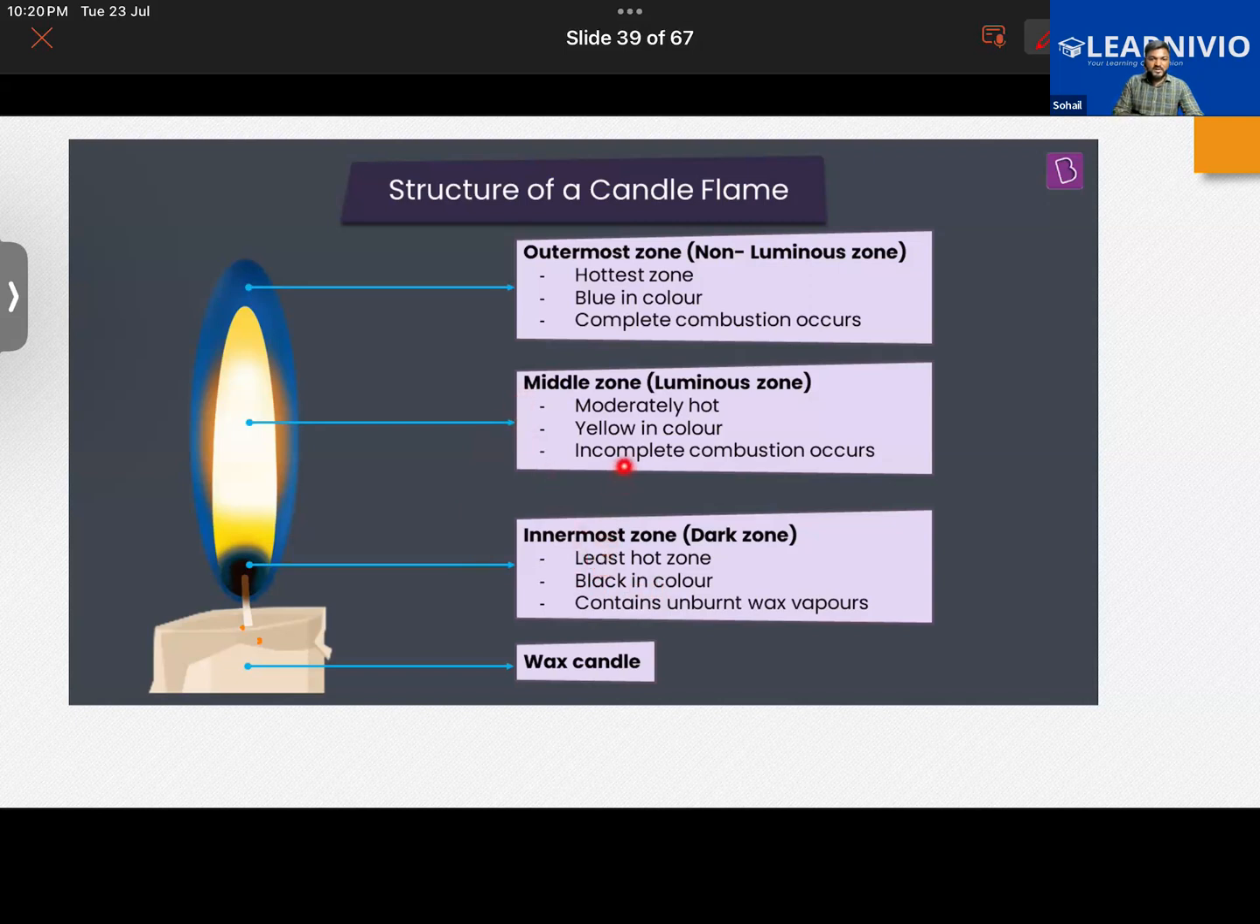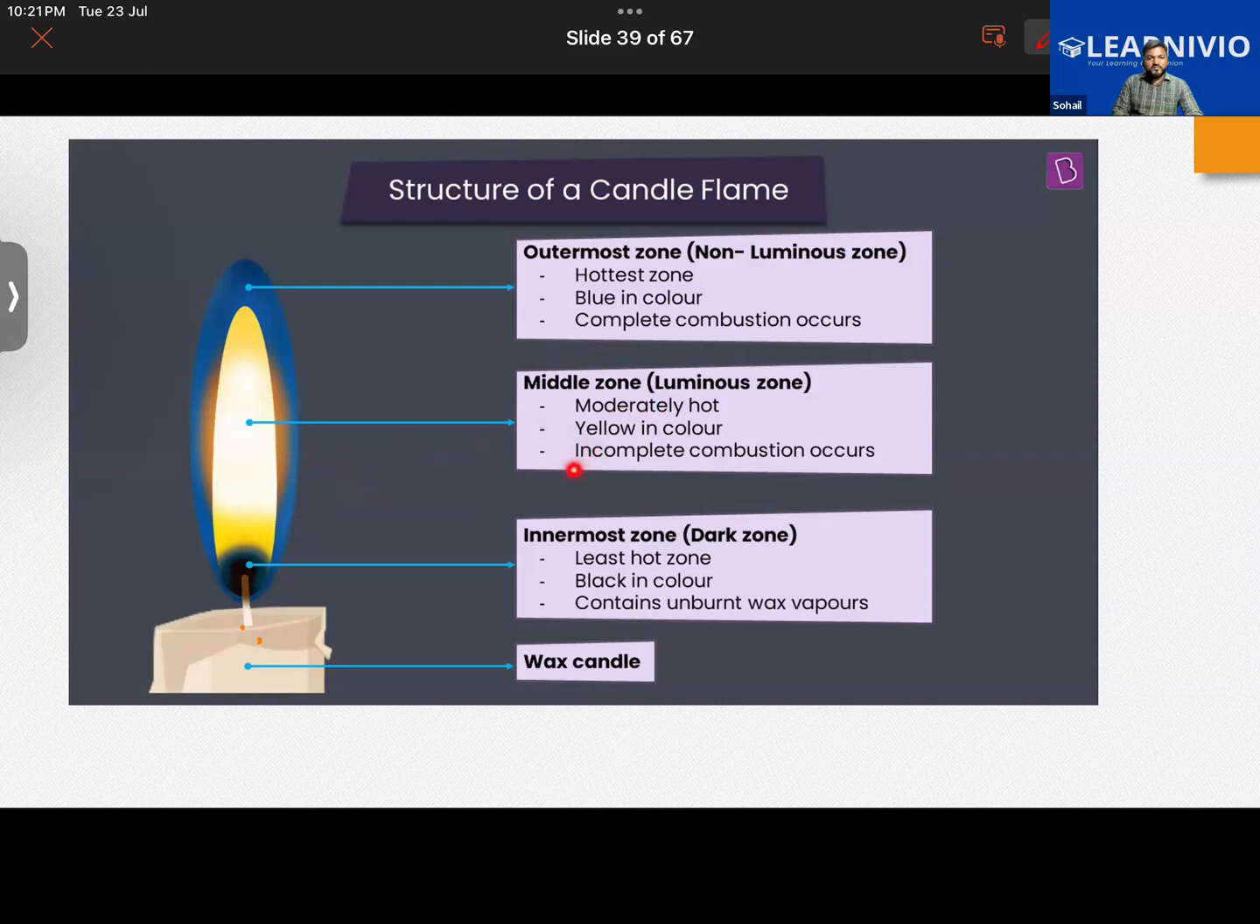Okay, I shall read the next paragraph. Middle zone, luminous zone, moderately hot, yellow in color. Incomplete combustion occurs. Good. So this is basically the middle zone because it lies between the innermost and the outermost. It is also called the luminous zone because the light of the candle basically comes from this zone of the flame. Luminous means something that gives out light, so it will be giving a good amount of light.